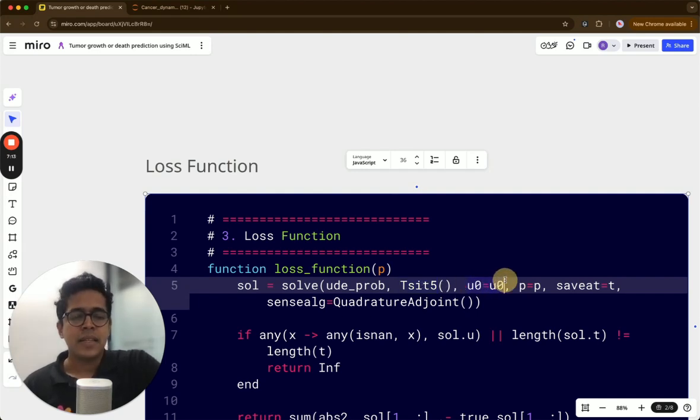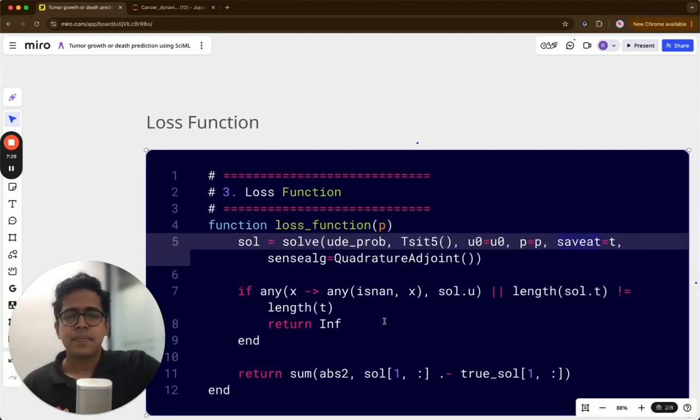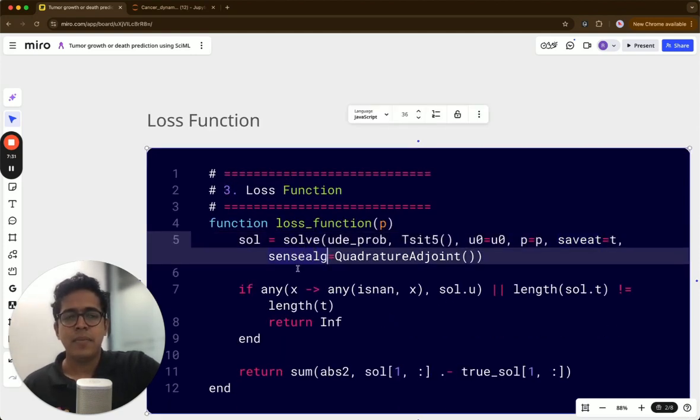And then you are passing the initial tumor size, and you are passing the parameters, which are R, K, and C. R and K you are not using, only C you will be using. And you are saving at time points, all the time points used in your time span, which is from 0 to 50 days. And this is an additional parameter, but let's not go into the details of this parameter.